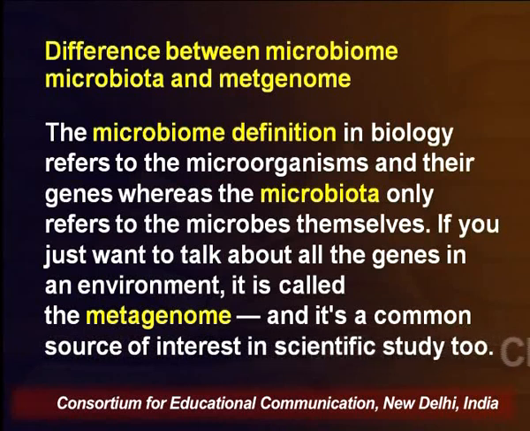Microbiome, the definition in biology, refers to the microorganisms and their genes. So in microbiome we include the genes, whereas microbiota refers to the microbes themselves, meaning we just talk of microbes in microbiota. And if we just want to talk about the genes in the environment, we call them metagenome. In metagenome, we don't take into consideration the microbe from where they are coming. So microbiome lies between the microbiota and metagenome.